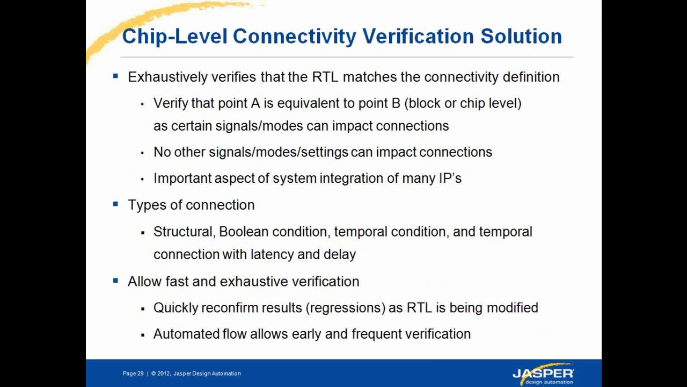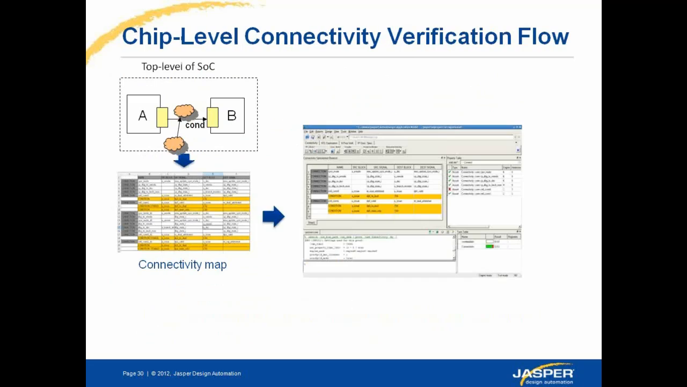And there is also the chip level connectivity verification, which is quite straightforward. You have a connectivity map which specifies the kind of connections, which can be structural, for example two points are just equivalent, or conditional, where the two points are only connected when the condition is true, or you can also have a temporal expression, which means that there is a certain delay in the connection.